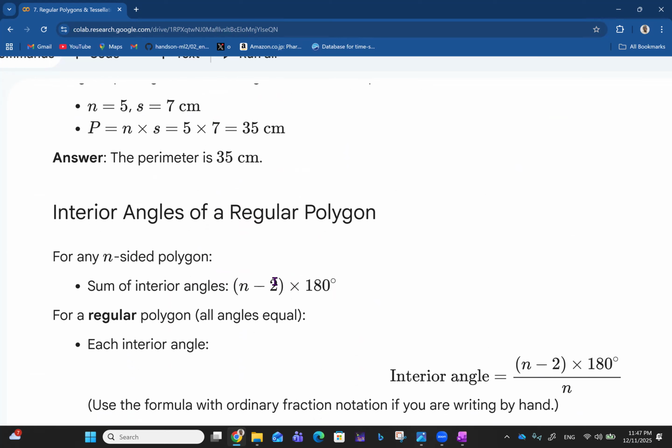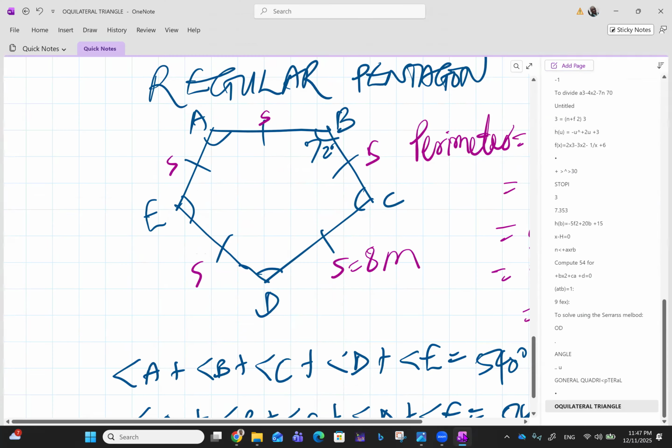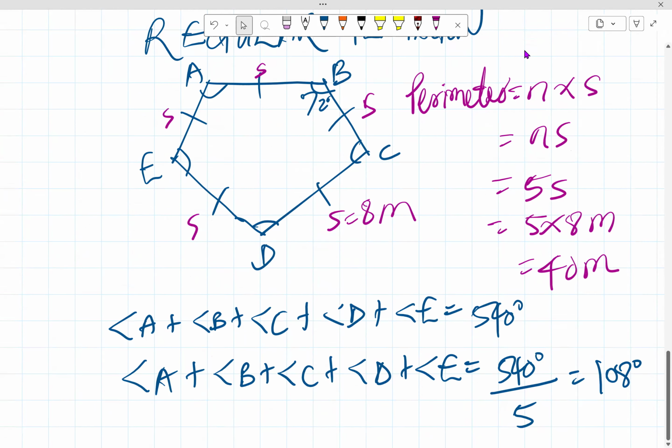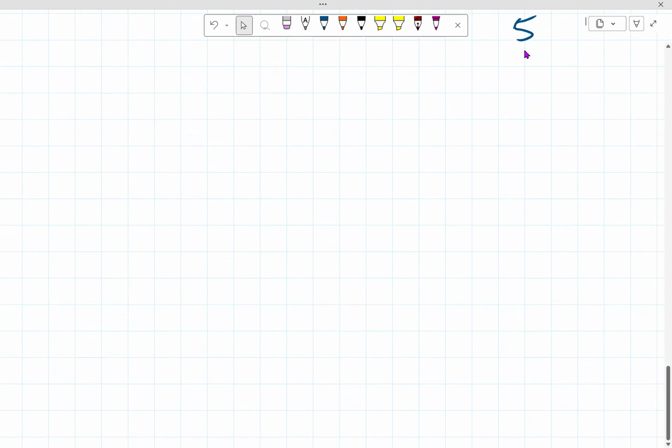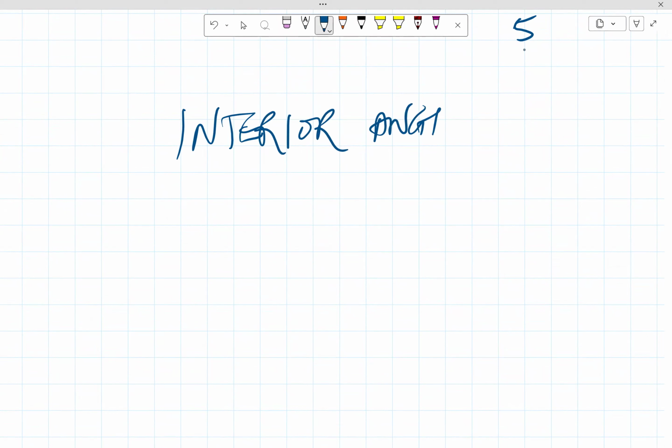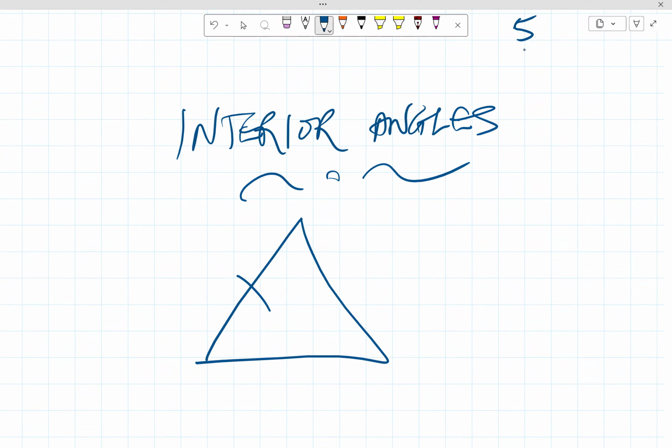Let's quickly settle that. Why is the sum of interior angles (n minus 2) times 180 degrees? Let's go and check one after the other. Now, we know one basic thing. From what we learned so far, we know that for any triangle, the sum of all the angles will be 180 degrees.